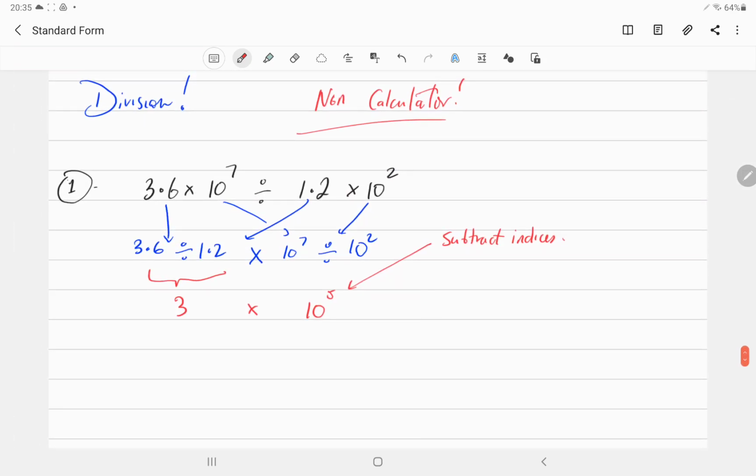Division, just one example of division here. Same again, you'll have numbers that you should be able to divide without a calculator. You take those two numbers and just divide them. In the same way that for multiplication we took the two numbers at the start and multiplied them, we'll take these two numbers and divide them. And then we'll take our 2 powers of 10 and we'll divide them. So 3.6 divided by 1.2 just happens to be handy, it's 3, or 3.0. And 10 to the power of 7 divided by 10 to the power of 2 is 10 to the power of 5.